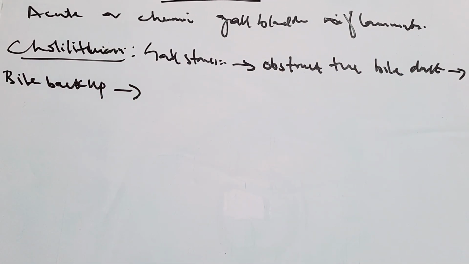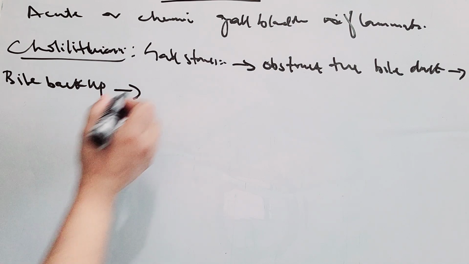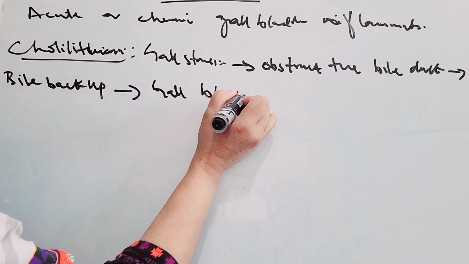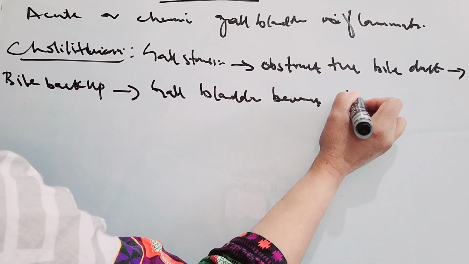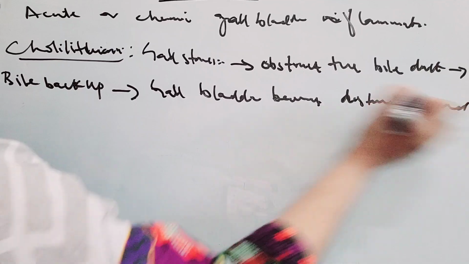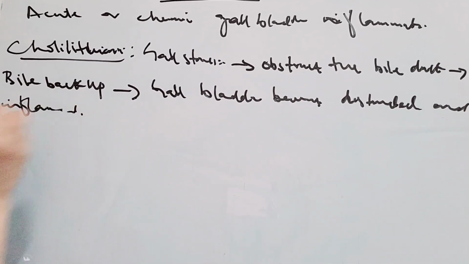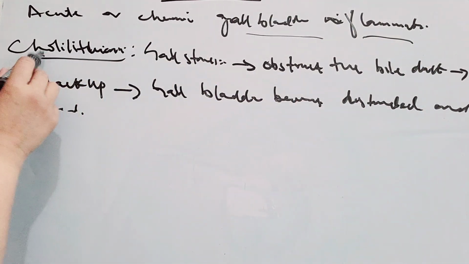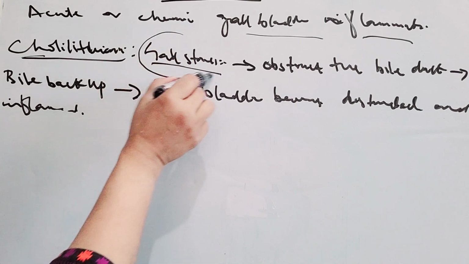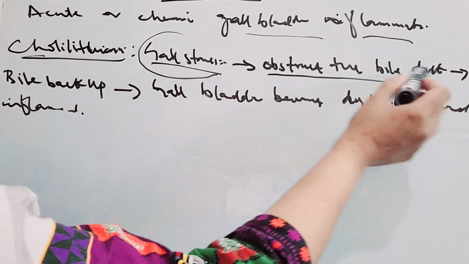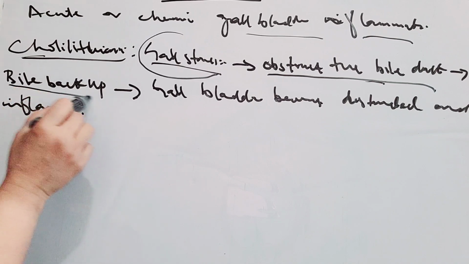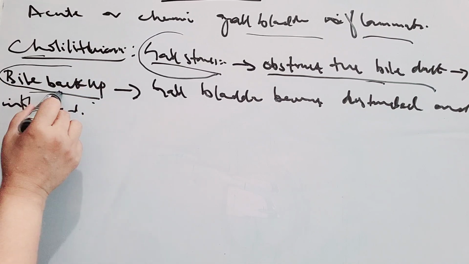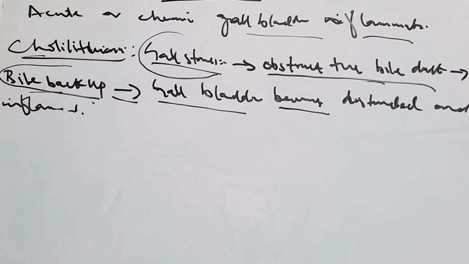And if the bile backs up, what will happen? The gallbladder becomes distended and inflamed. So cholecystitis is acute or chronic gallbladder inflammation, and cholelithiasis is gallstones. If gallstones are there, they will obstruct the bile duct, and once the bile duct is obstructed, the bile will back up, and the gallbladder becomes distended and inflamed. This is the complete definition of cholecystitis and cholelithiasis.